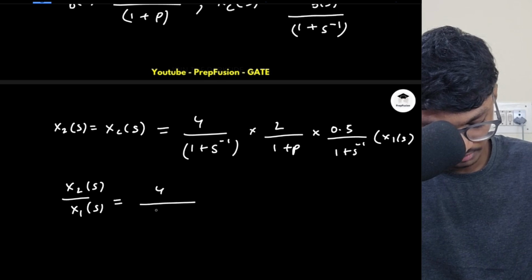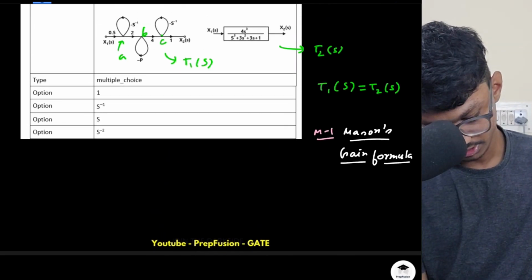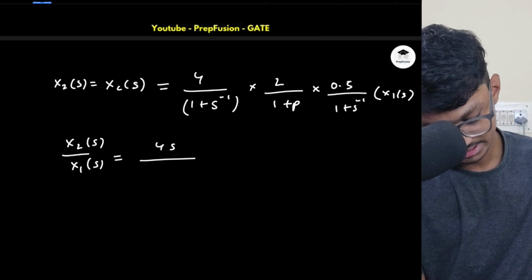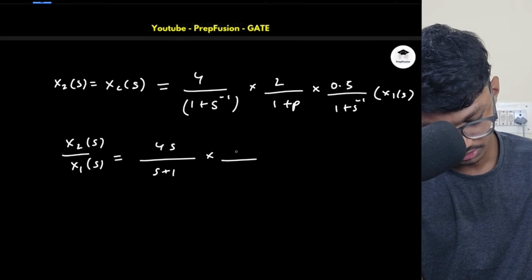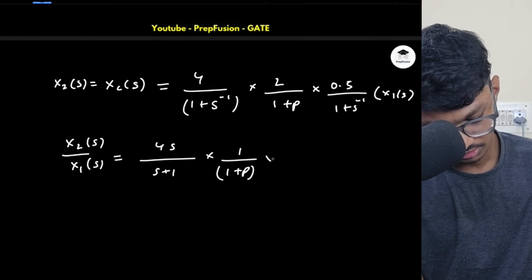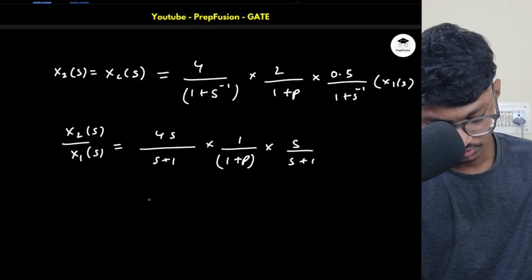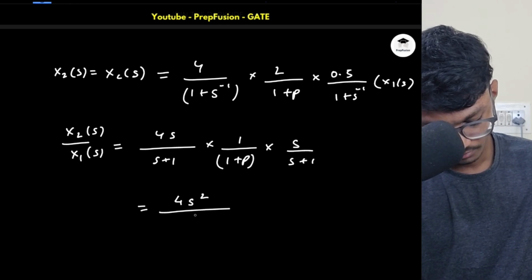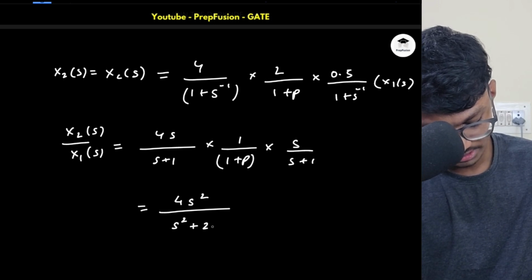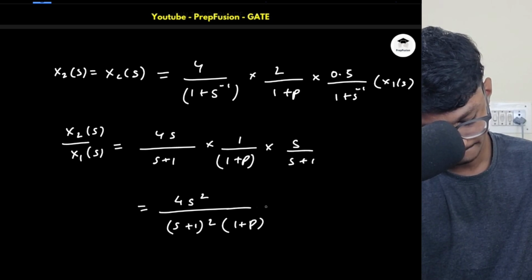This will be 4 divided by 1 plus s inverse; I will multiply this with s, which is simple for me because this is not in s inverse format. So this will be s plus 1 into 2 divided by, 2 is gone anyway, 1 plus P into s divided by s plus 1. So this equals 4 s square divided by (s plus 1) whole square into (1 plus P).